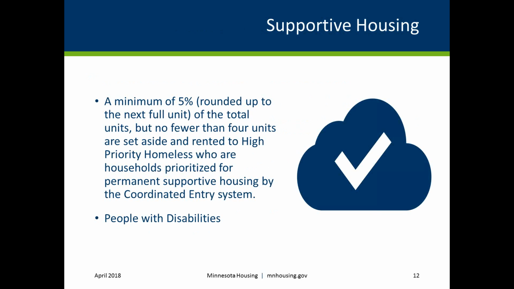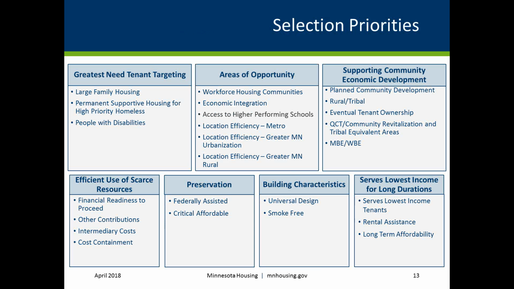A minimum of 5% rounded up to the next full unit of the total units, but no fewer than 4 units, are set aside and rented to high-priority homeless, or HPH, households prioritized for permanent supportive housing by the Coordinated Entry System. This also includes people with disabilities. Projects well aligned with the strategic priority policies will be evaluated against the selection priorities.